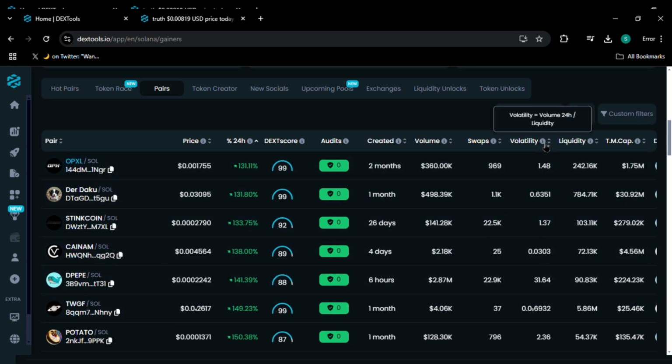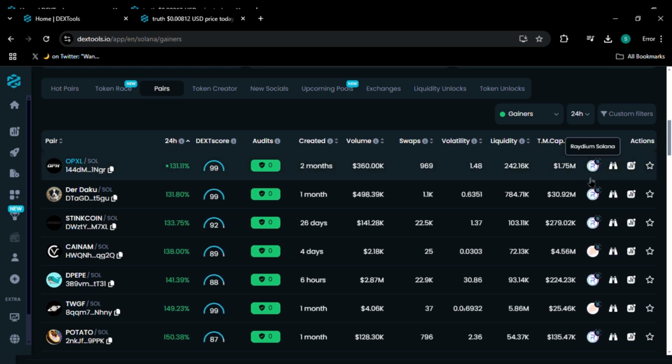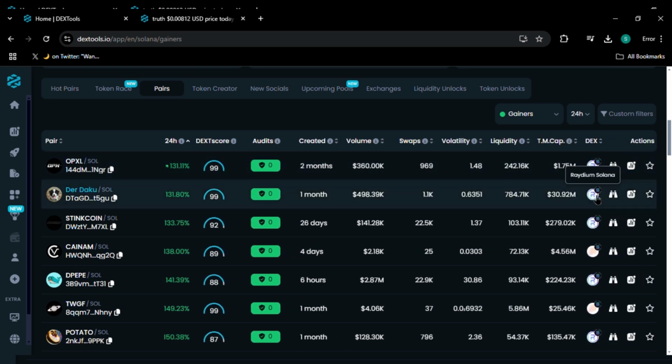And then we have volatility. It tells the volume of 24 hours divided by liquidity. Liquidity is basically the total pool liquidity. And here we have the market cap. And then over here we have the Dex.